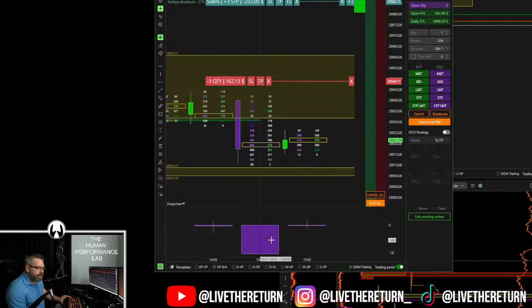Delta comes off the high, still purple in here. Expect at least the open to be tested.